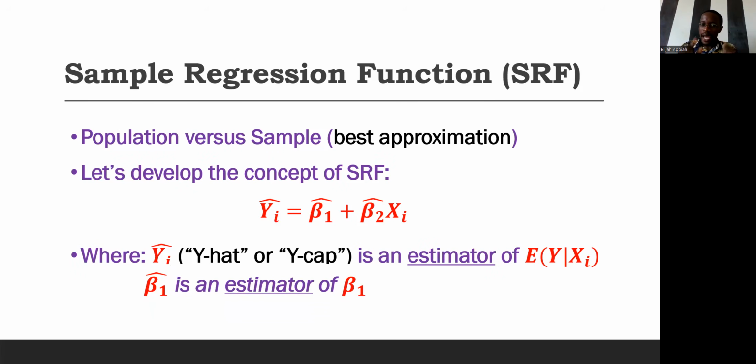The beta 1 hat, which is the intercept, is an estimator of beta 1. The beta 1 hat comes about because we are dealing with a sample. And the beta 1 without the accent on top is simply the population parameter. So when we work with a sample, we are finding the beta 1 hat, which is an estimator of the population beta. That's all. The beta 2 hat, which is the slope, would also be an estimator of the population beta 2.